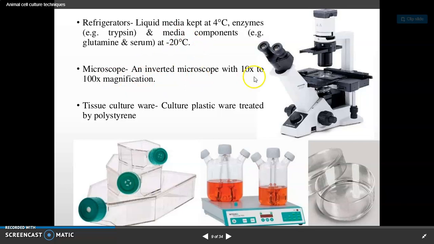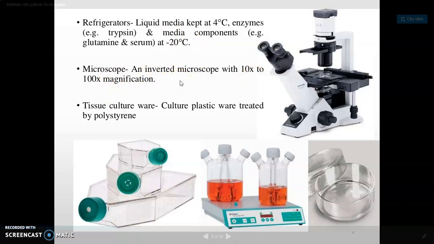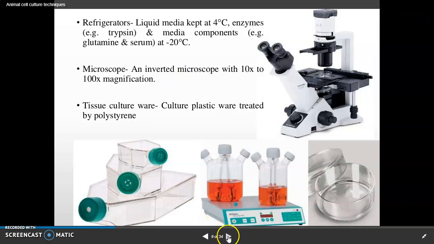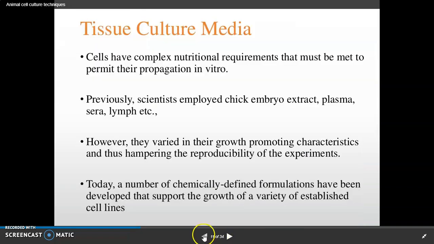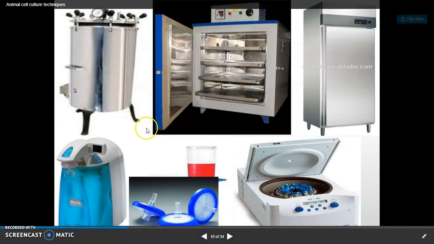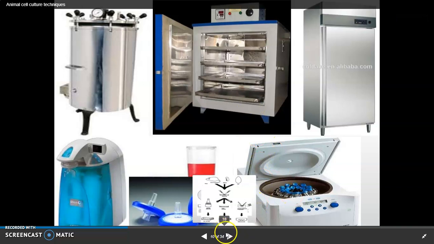Then microscope, you must maintain. Then tissue culture ware, culture plasticware, treated polystyrene and so on. These all are important equipment. All these you have to maintain in your tissue culture laboratory. This is the autoclave. You know all these, no? This is the refrigerator. This is the rotor. This one is a spinning machine.